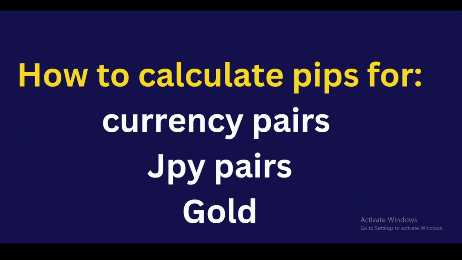In today's video we are going to talk about pips. I'm going to show you how to calculate pips for currency pairs like Euro USD, GBP USD, pairs like that. I'm also going to show you how to calculate pips for JPY pairs. Also, I'm going to show you how to calculate pips for gold. If this is what you're interested in, please consider sticking around and make sure you watch the video until the end. I promise you at the end of this video you'll be able to understand how to calculate your pips in a very simple way. So let's dive straight into today's video.